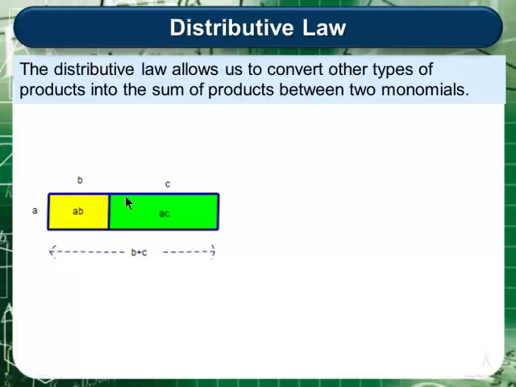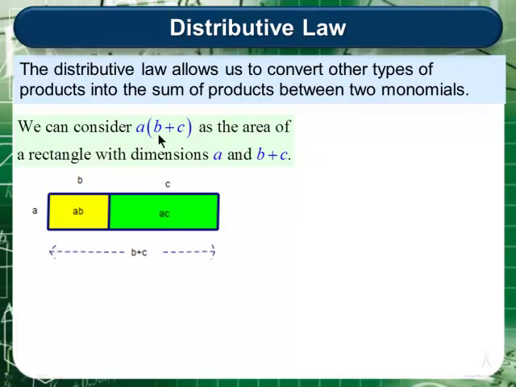We have here a rectangle consisting of two smaller rectangles, a yellow and a green one, with dimensions as indicated, width a and length b plus c. Now if we consider this particular expression, clearly it represents the area of this rectangle as a whole, where the dimensions are a and b plus c, as mentioned before. So if we consider, for example, this particular expression, a times b plus c, it's the area of this big rectangle.